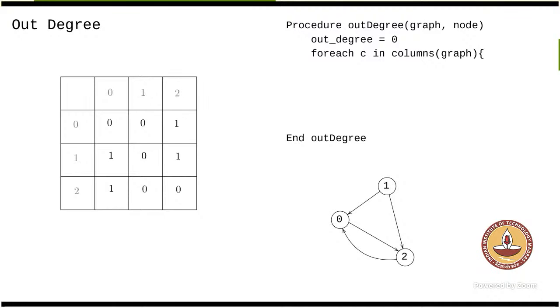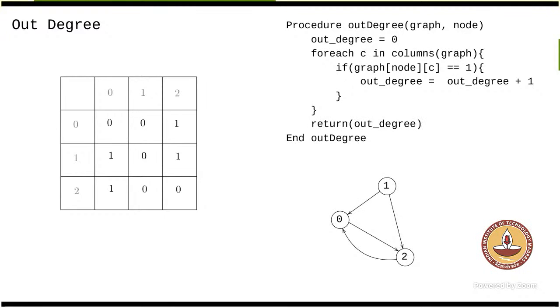All right, so I'll go and fill this and you tell me if this makes sense or not. For each C, I'm going through each column in the graph, not each row. If there is an edge from the node to that particular node C, I'm increasing the out degree by 1. And then I'm returning out degree. So now, is this code correct or not? Yes, sir.